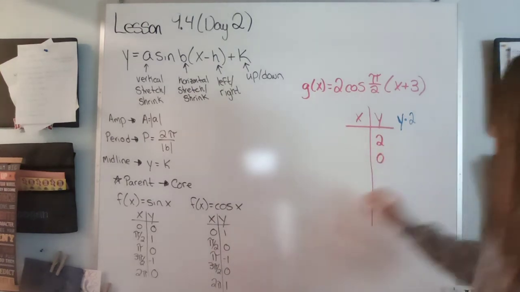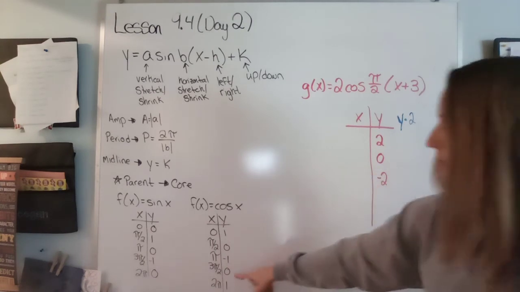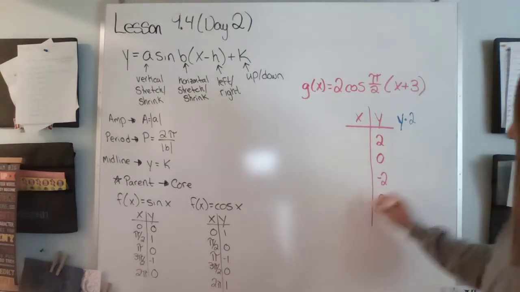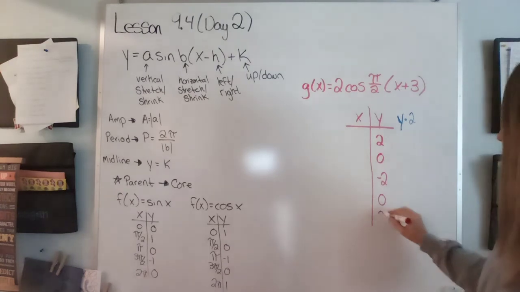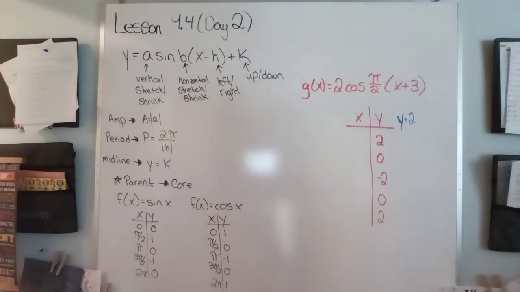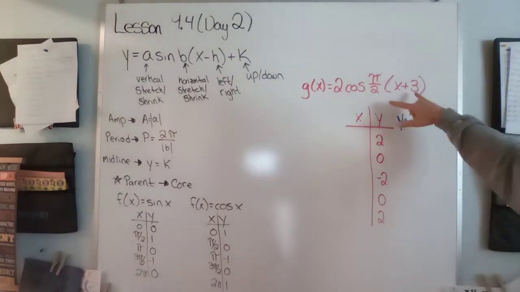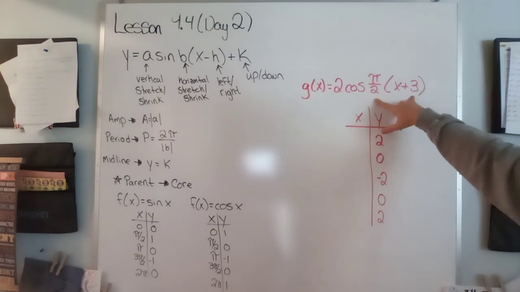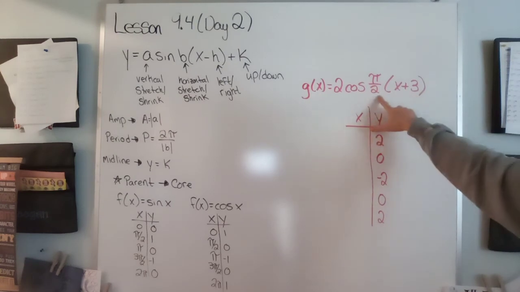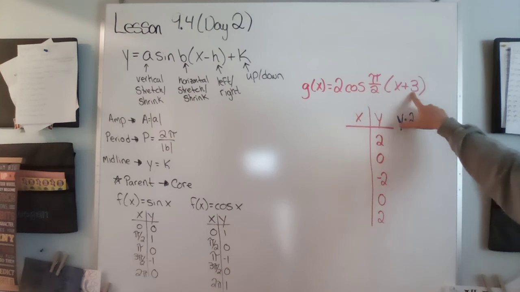Then negative 1 times 2 to get negative 2. 0 times 2 to get 0. And 1 times 2 to get 2. All right. Now, the h and the b value affect the x. So we have to multiply by the reciprocal, and then we have to shift 3 units.